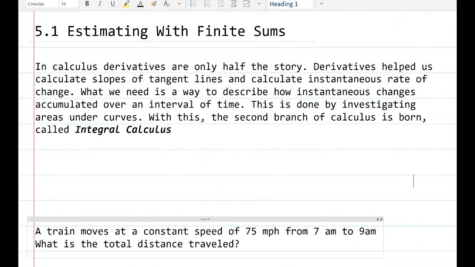Chapter 5, the definite integral. In 5.1, we are going to be estimating areas underneath the curve using finite sums.